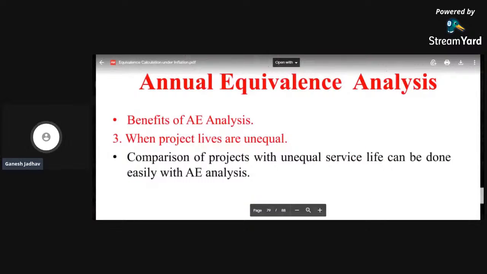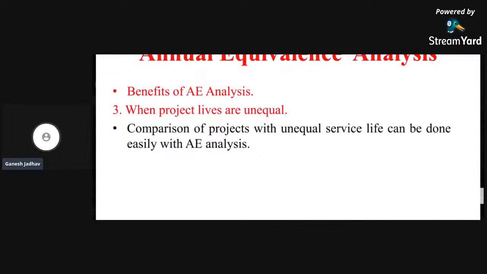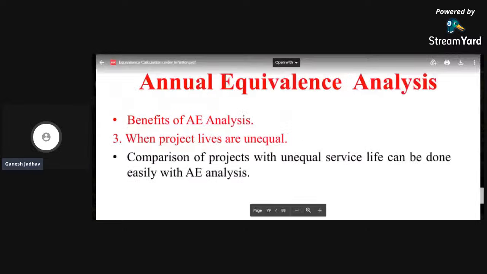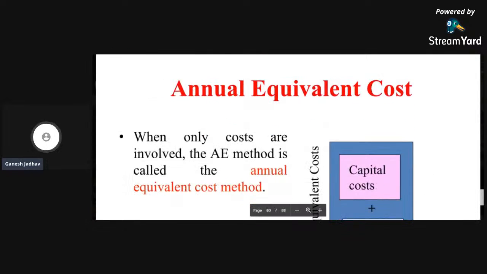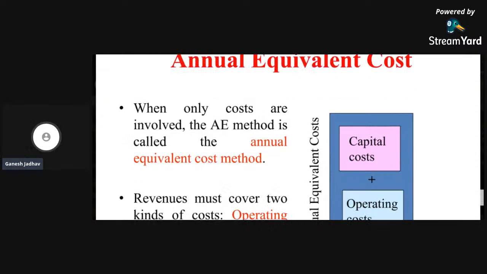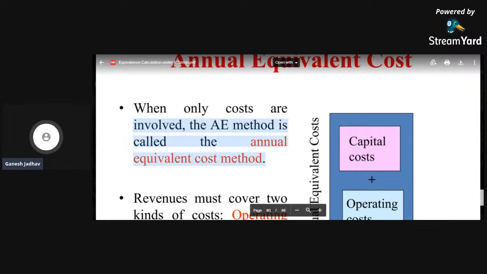Another one is when the project lives are unequal. Okay, so this is the comparison of the project. So why is the AE analysis important, because whenever there is an unequal service life, okay, unequal service life, that time we require the AE analysis. Okay, then another one is when only costs are involved in the AE method, so we can say that that is the annual equivalent cost method. Okay, only costs are involved. Okay, only the cost. That time we can say that that is the annual equivalent cost method.